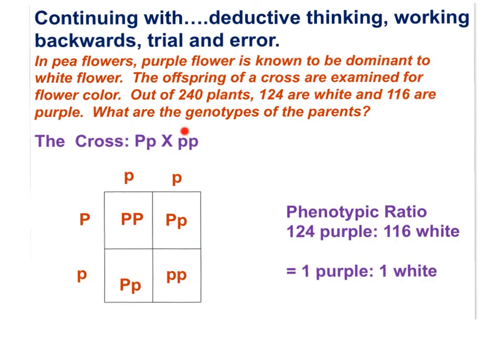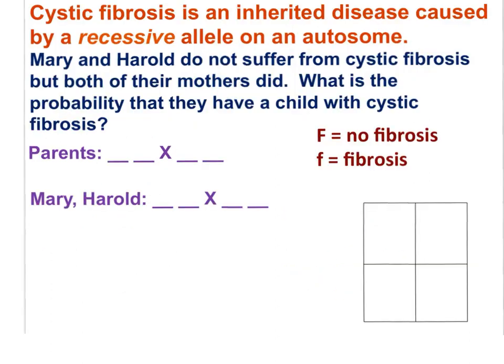Let's look at the next slide. Here are the genotypes of the parents. Here are the offspring. These are expected ratios. This is the actual ratio. It approximates 1 purple to 1 white, which is exactly the information given in the question. Here is a problem to solve that follows an autosomal recessive allele that causes cystic fibrosis in the homozygous condition.